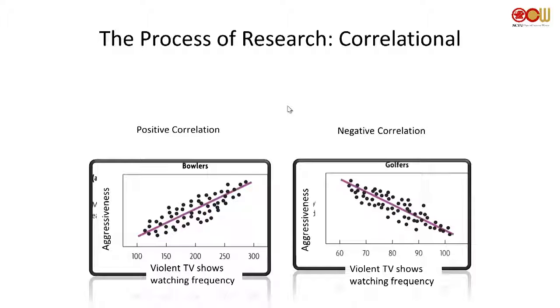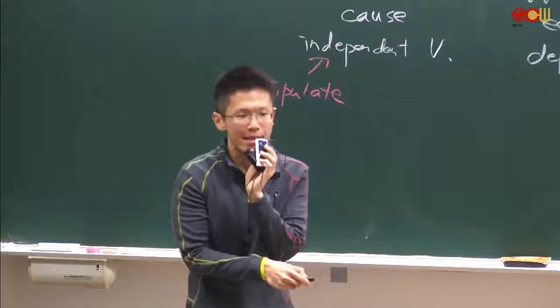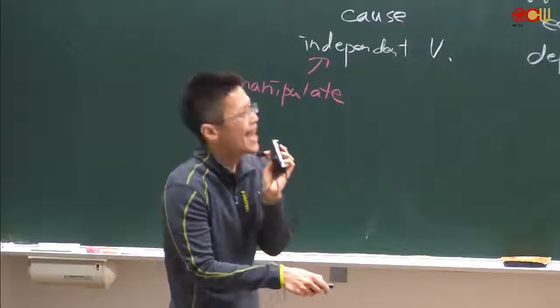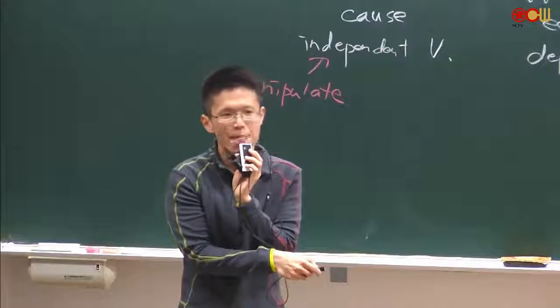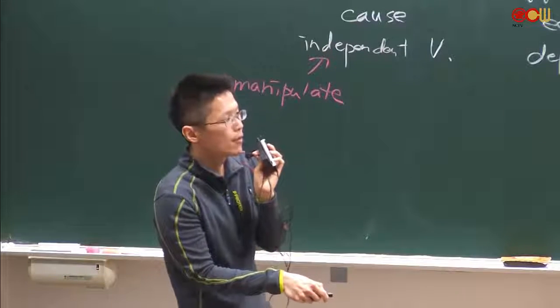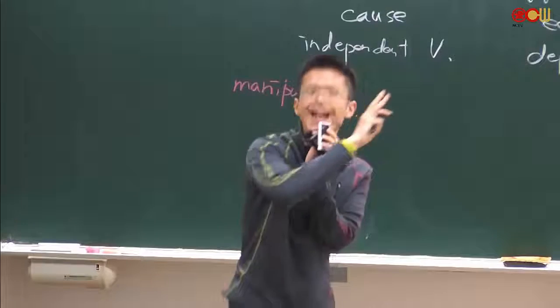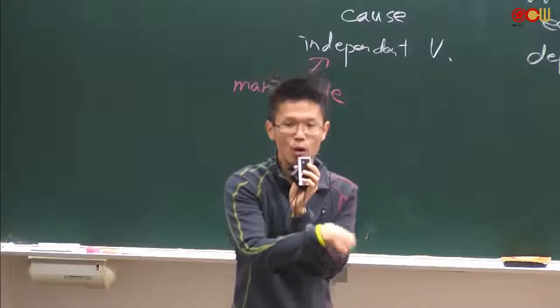Okay. Or you could get an opposite result. The more violent TV shows you watch, the less aggressive you are. This is called a negative correlation. There could be another alternative. You might get a zero correlation. A zero correlation means that the dots are scattering everywhere in this plot. So there isn't any systematic relationship between violent TV show watching and aggressive behavior. In that case, it is a zero correlation.